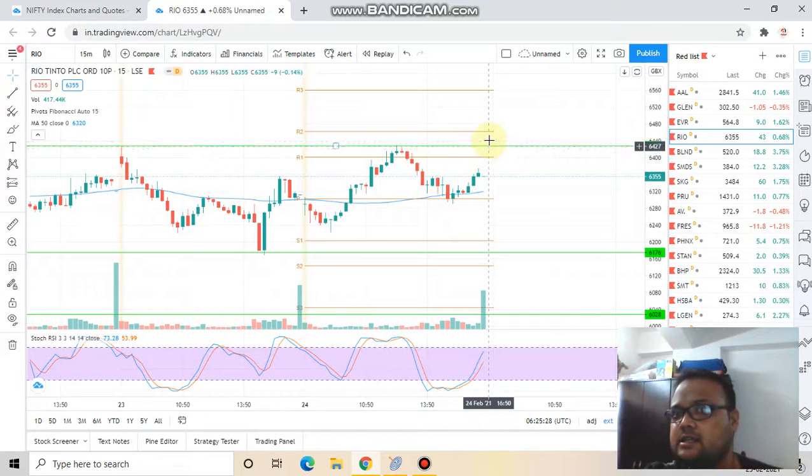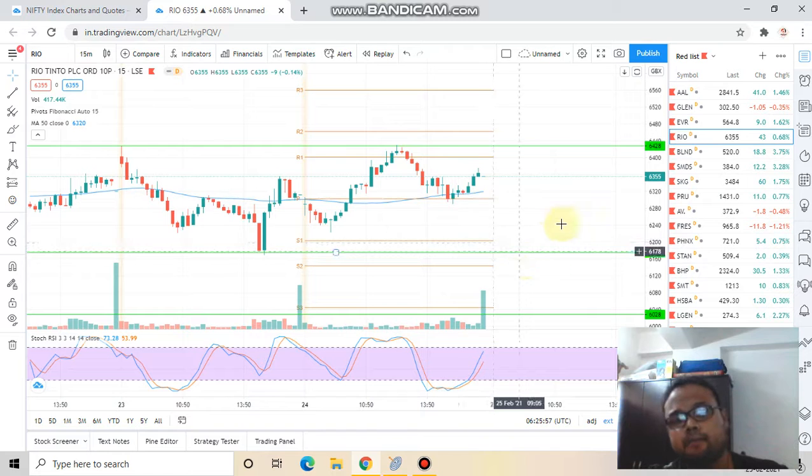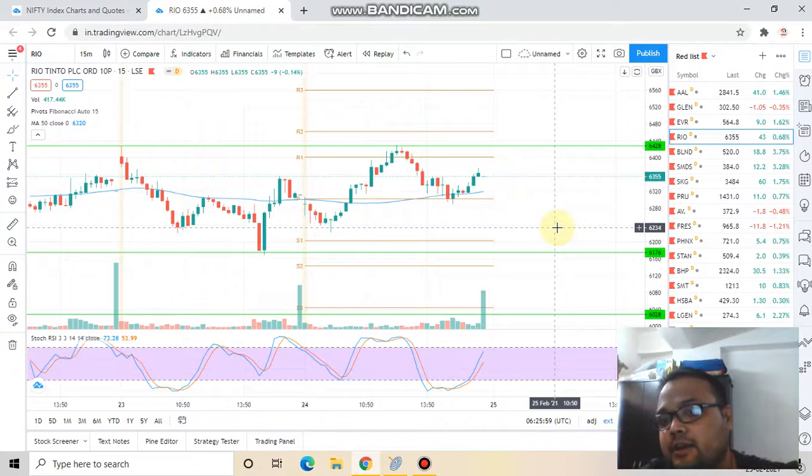If it crosses the level, it's a breakout, but to get the confirmation, let the stock trade above the resistance for 15-20 minutes, let it break through comfortably, then only we can consider it as a breakout. So 6428 is a decisive level. In case it goes down, if it bounces from 6176, this zone, then you can buy. If it bounces, confirmation is important.